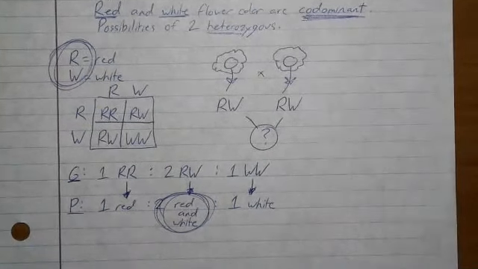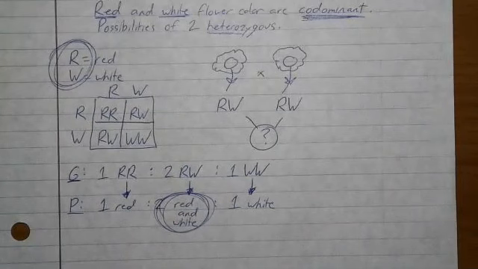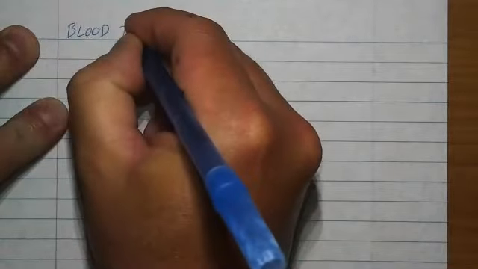Okay? All right. So I mentioned we were going to talk about blood types. So let me fulfill my promise and let's talk about blood types. So I've got a nice fresh sheet of paper. All right. Why do we talk about blood types? Because blood types are codominant.